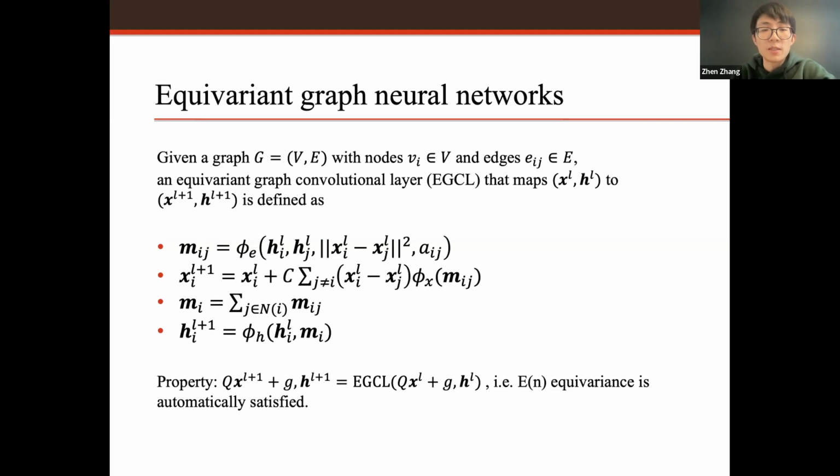And what they do is really simple, in the sense that they just change the original graph convolutional layer in the processor I just described into a so-called equivariant graph convolutional layer. And their input will be x^l and h^l, where x^l is the position of the particle, and h^l is the latent node feature.